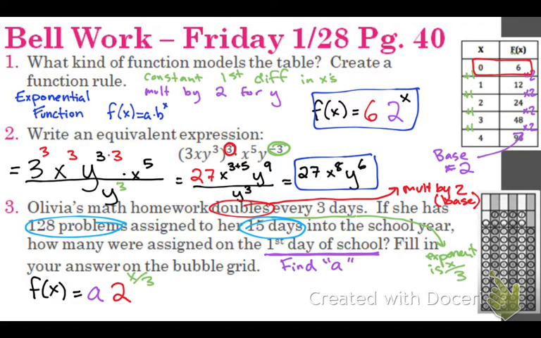What can we put in for f of x and x so that we can solve for a? What do we know that we haven't used yet? How many problems have we talked about? We've talked about 128 problems for how many days? 15. So if 128 is the amount of problems, that's our final amount, we can plug it in with our 15 for x.